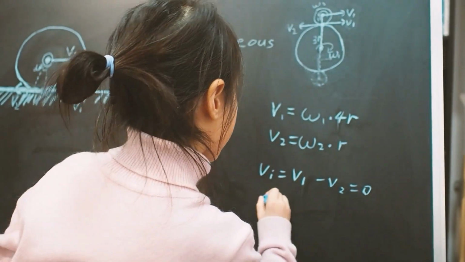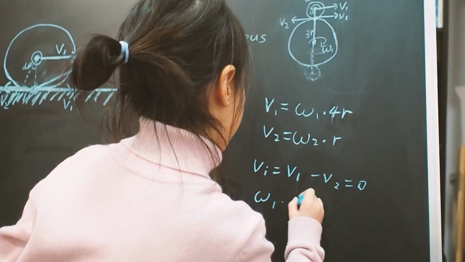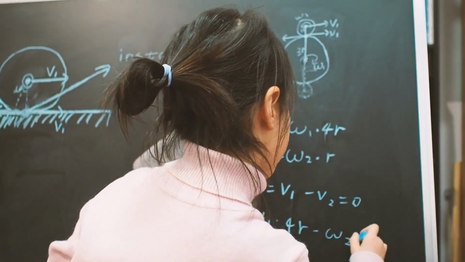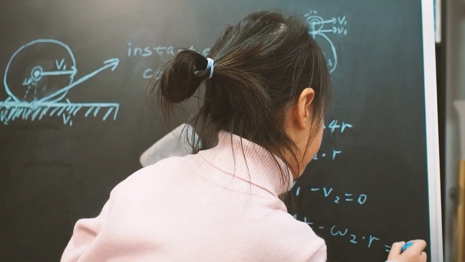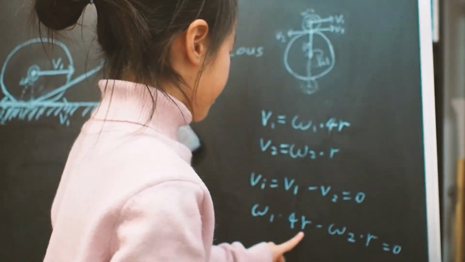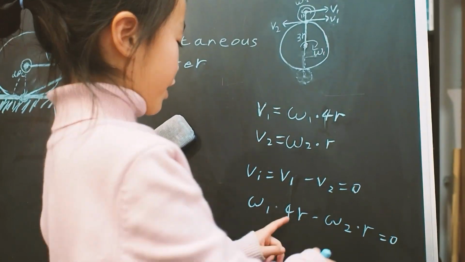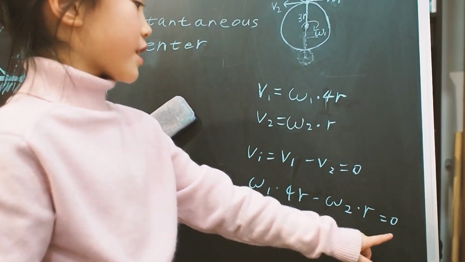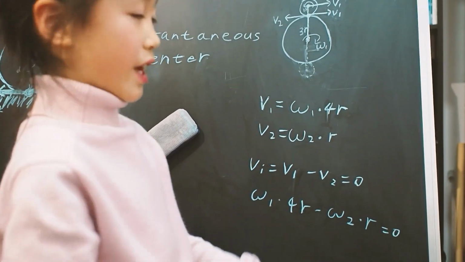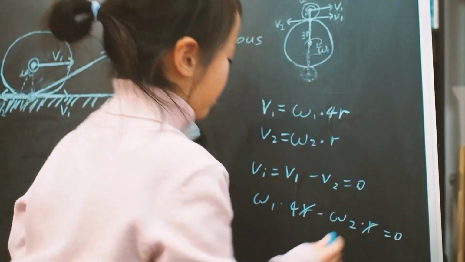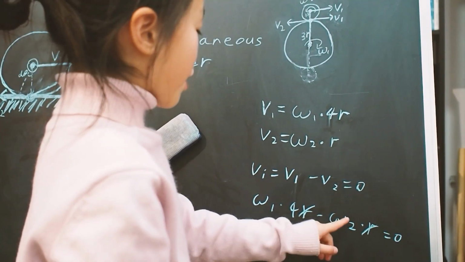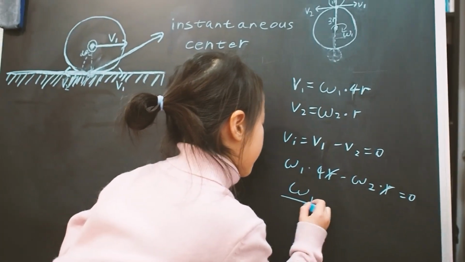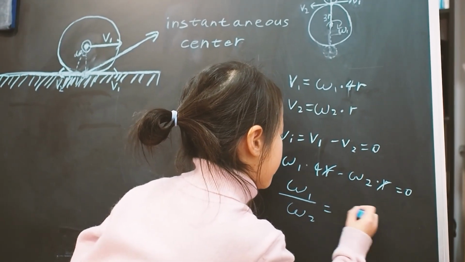So it should be omega 1 times 4R minus omega 2 times R is equal to 0. Now you can take the R out, and divide both sides by R, because it is 0, so nothing changes. Then you put the omega 2 there. So actually that means omega 1 over omega 2 is equal to 1 over 4.